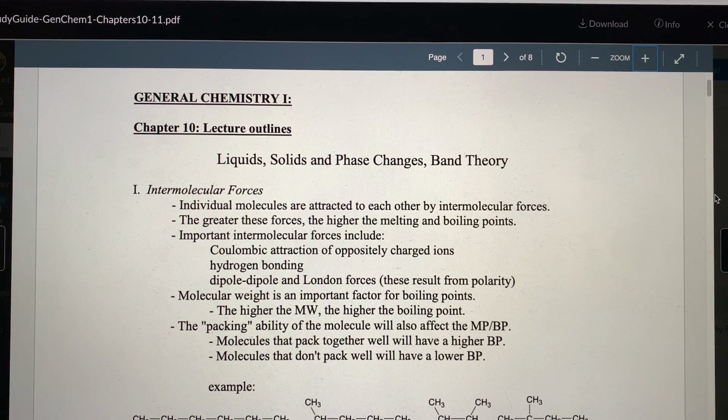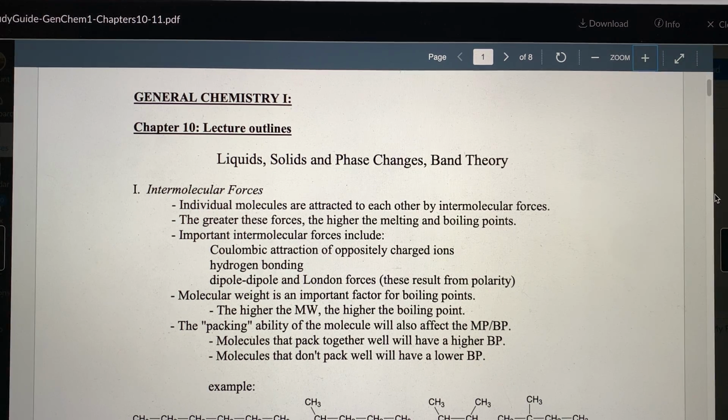In this video, I would like to summarize the key concepts for Chapter 10, which is solids, liquids, and phase changes. We're not going to talk about band theory in this chapter, and the next chapter, Chapter 11, will be about solutions. But we'll get there. Here is just a summary of the big picture, what we need to know.